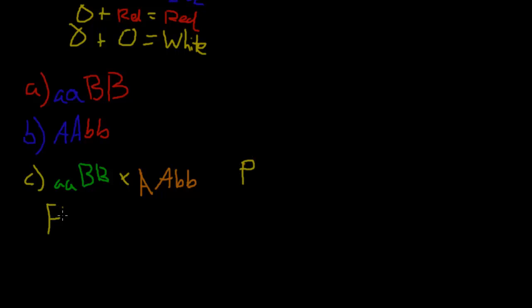What if we were looking at F1? So the F1 we know has to have a dominant A from this parent, as well as a recessive A from this parent, as well as a dominant B from this parent, and a recessive B from this parent. Right? This parent can only give dominant A's and recessive B's. This parent can only give recessive A's and dominant B's. So this is all of the F1 generation genotype.